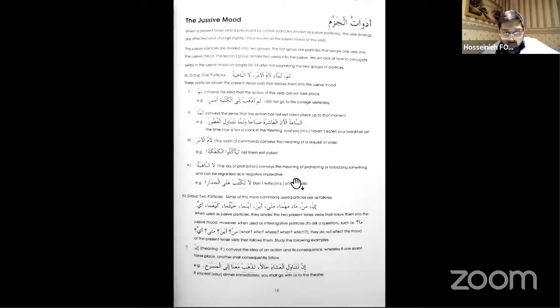Also, let me remind you, you have a second category of adawatul jazima, which make two verbs in the state of majzoom. There are 12 in total, but over here they've mentioned a few less: in, man, ma, mahma, mata, aina, ainama, haythuma, kayfama. Whenever they come, they enter into two present tense verbs, and they make both of them majzoom.